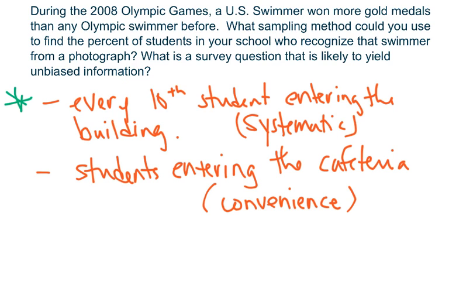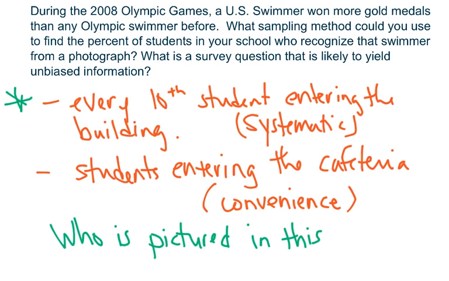A possible unbiased survey question is just, who's pictured in this photograph? It's really just as simple as that. Who's in this photograph? Don't even say, who's the man in this photograph? You don't want them to necessarily know if it's a man or a woman. Just say, who is pictured in this photograph? If they don't know, you say, okay, and you write it down. If they do know, you write it down. If they guess the wrong name, but they took a guess, you write it down.